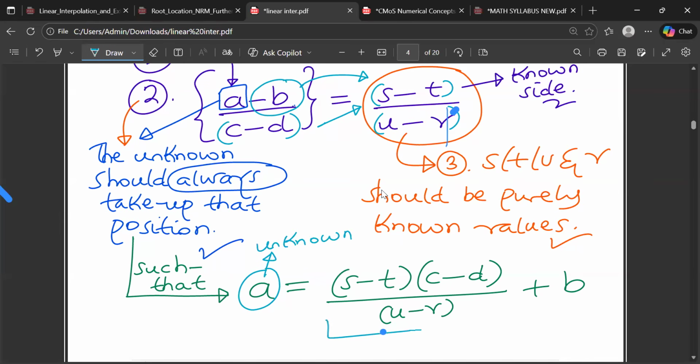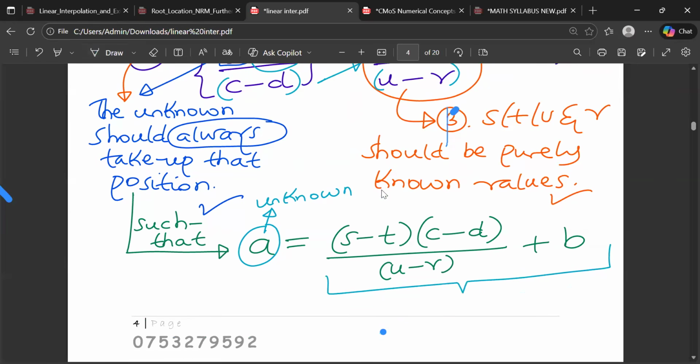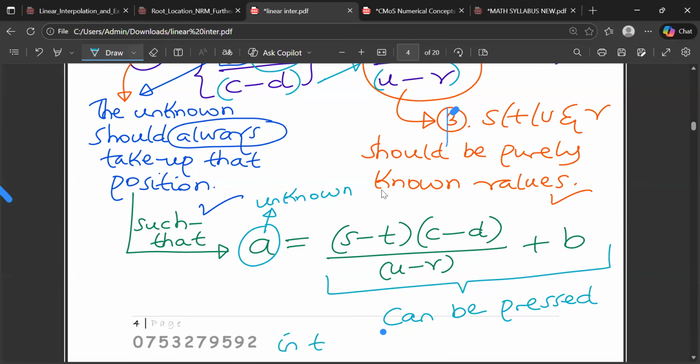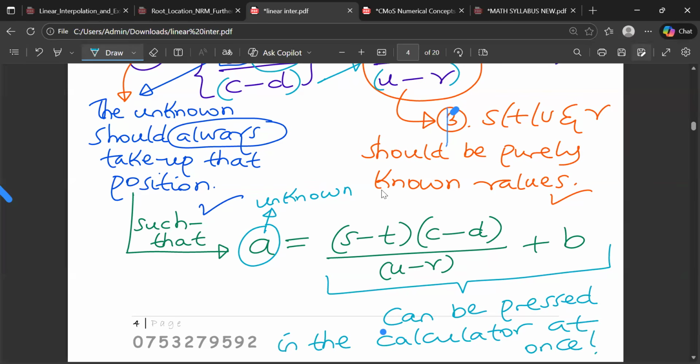And why I'm giving you this is that you can press it in the calculator at once without wasting time. This one can be pressed in the calculator at once. Is that okay?